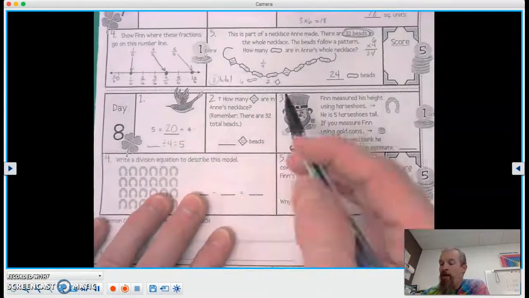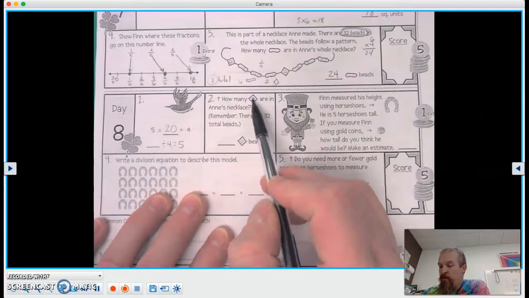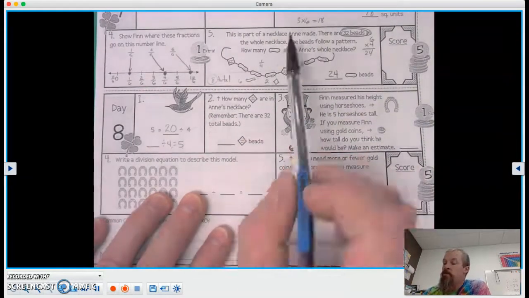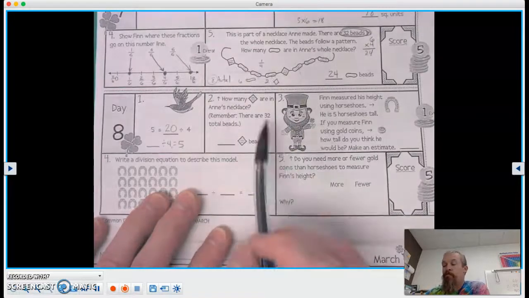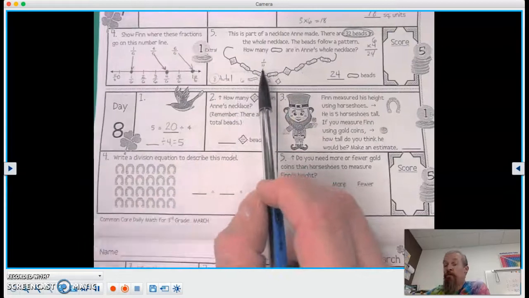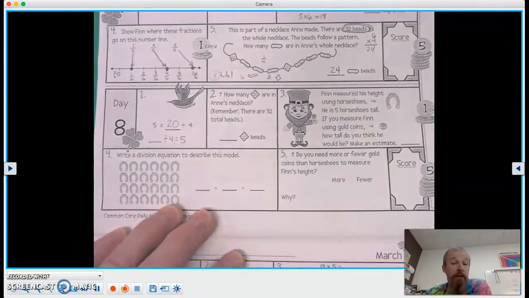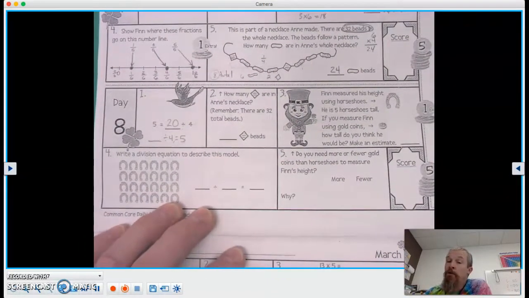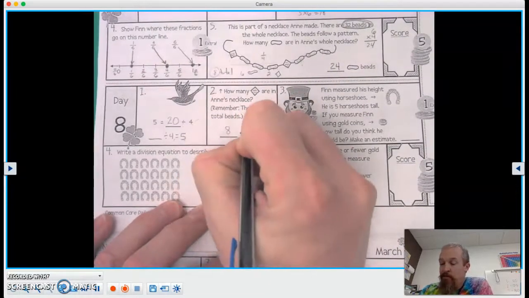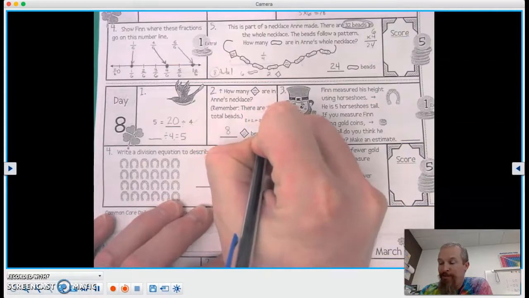Number 2, how many of the square stripedy things are in Anne's necklace? Remember, there are 32 total beads. So for this strand, there's 2. For strand number 2, there's 2, so that makes 4. Strand number 3, there's 2, that makes 6. And strand number 4, there are 2, which makes a total of 8. So we have 8 beads, 2 plus 2 plus 2 plus 2.